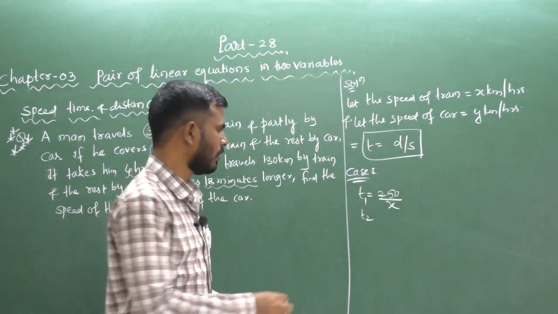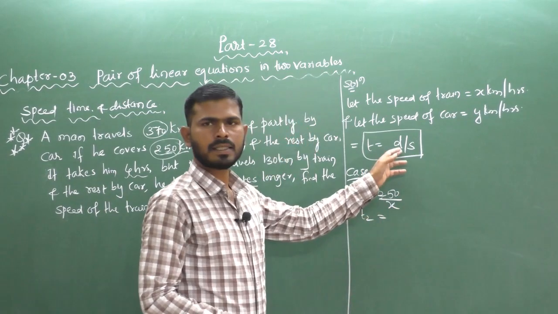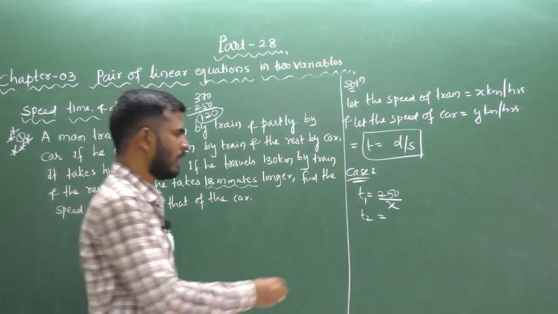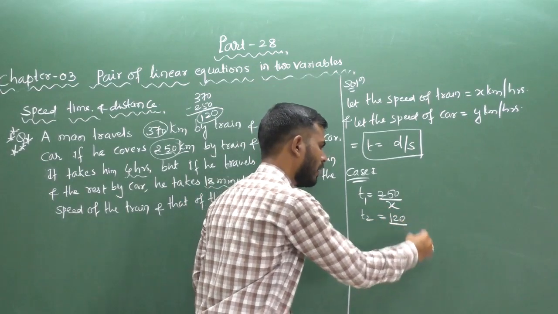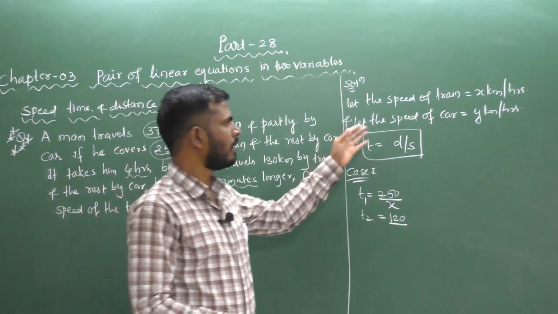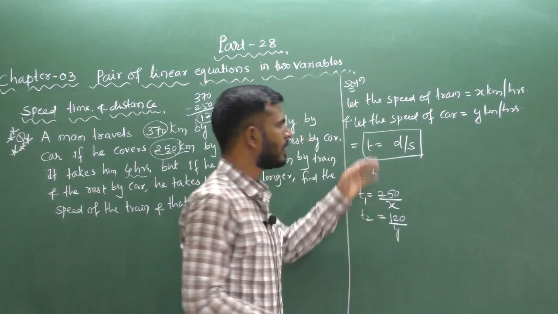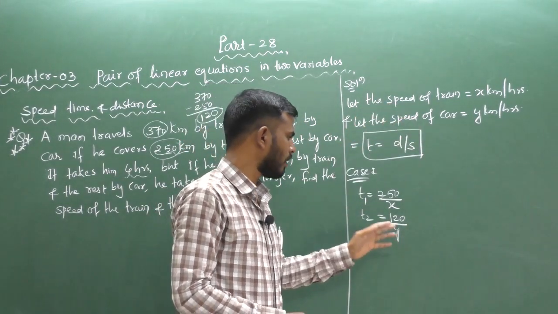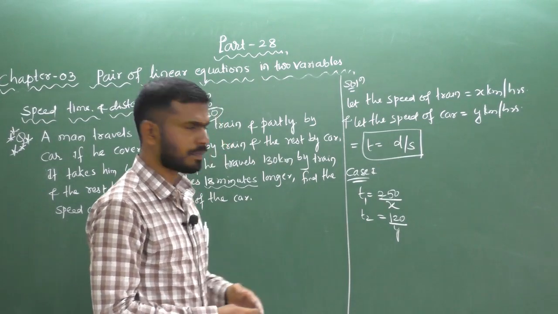That is, time 2 equals distance divided by speed. How much distance will the car cover? That is 120, we can write 120 here. Speed of the car, we consider in this first step: let the speed of the car be y. That's what we write, y.